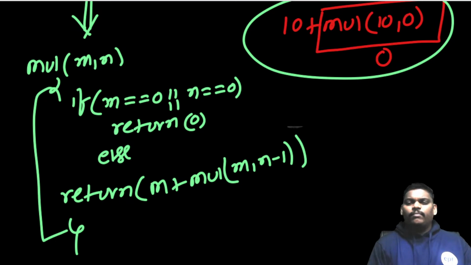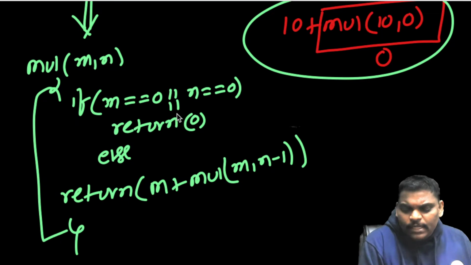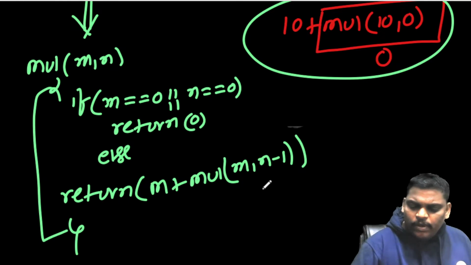I am writing one way, but you are also correct. I am thinking that if anyone gives both zeros unknowingly, any one 0, simply return 0. It is unnecessary, but some people may give both 0, so to solve that also I gave it. So if anyone is 0, return 0, else return m plus multiplication of m comma n minus 1. Fine. Perfect.